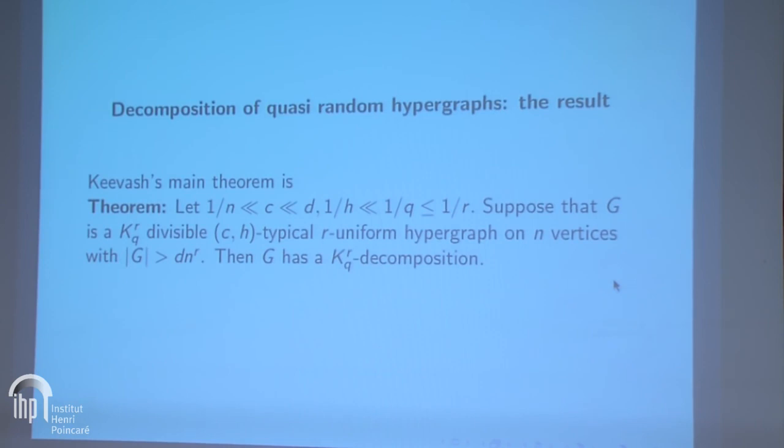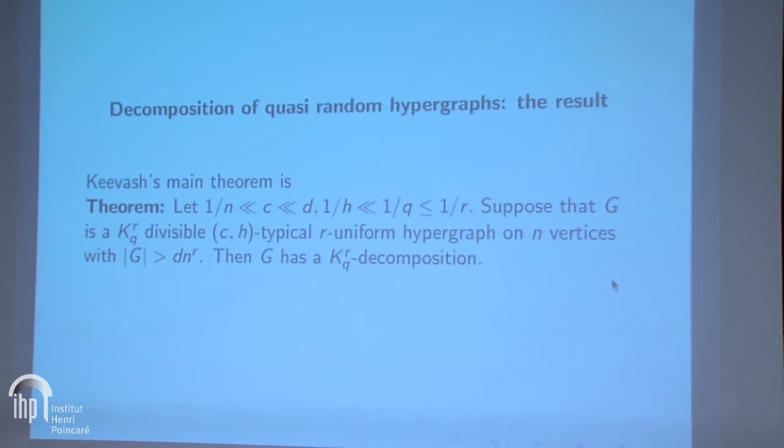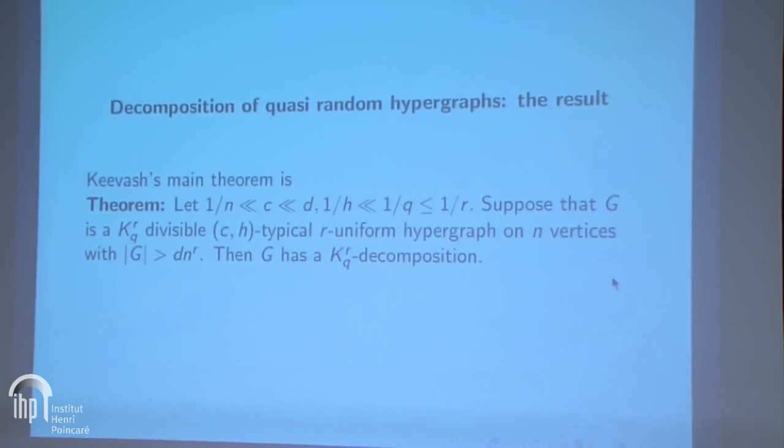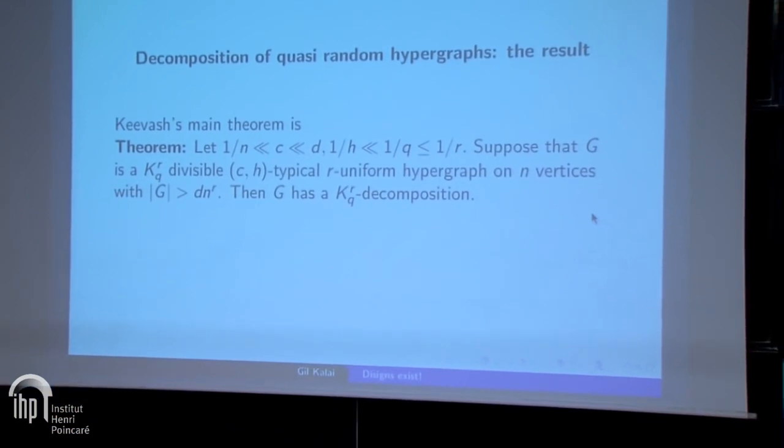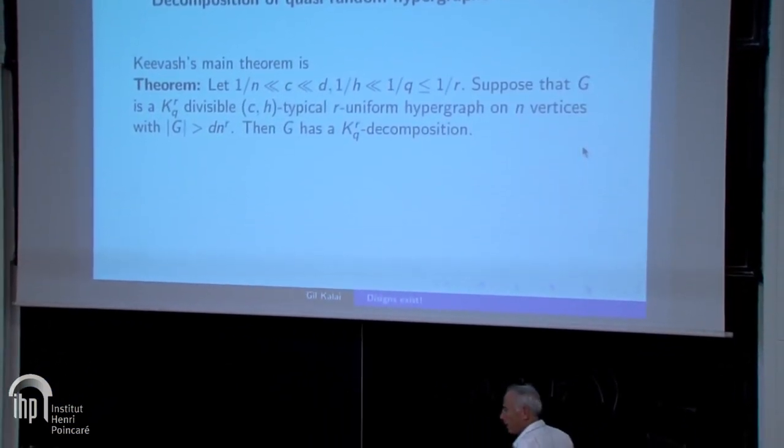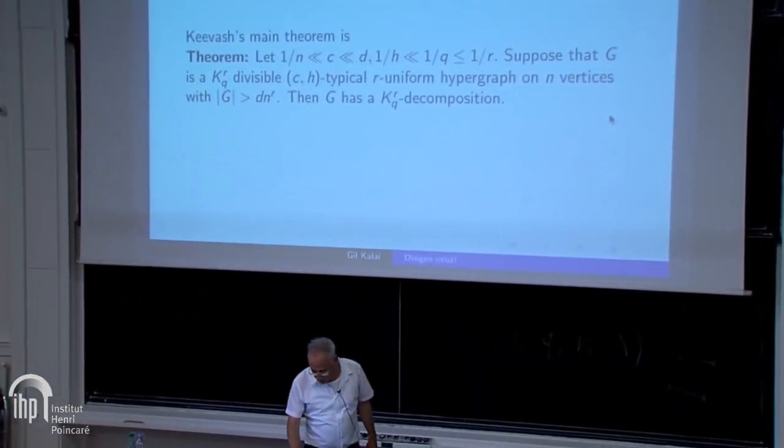And of course, this implies the original result, because when n is large, the complete hypergraph will be typical. So this will imply the result about designs.